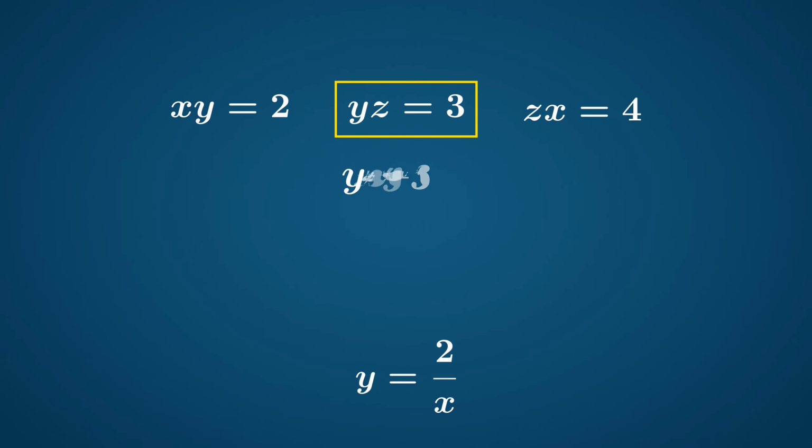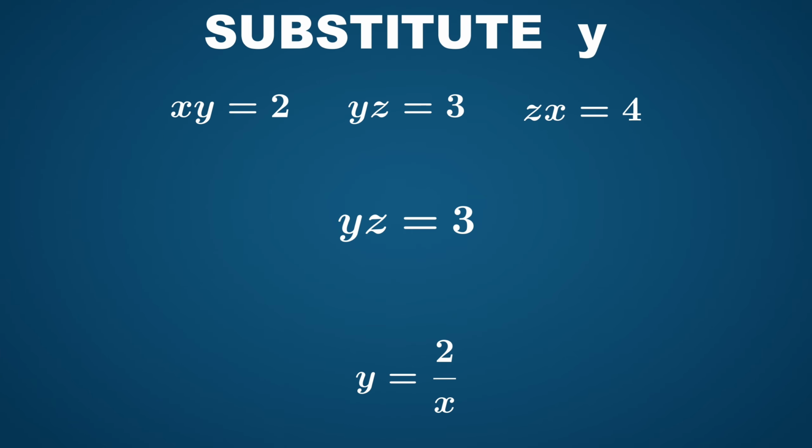Now we will move on to the second equation in our given system. This specific equation tells us that y multiplied by z equals 3. We can replace the variable y with the fraction 2 divided by x. This substitution gives us 2 over x multiplied by z equals 3. We can rewrite this algebraically as 2 times z over x equals 3.